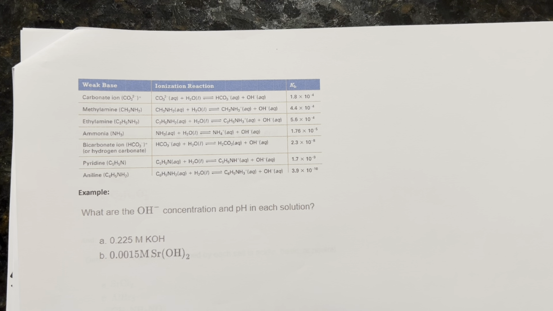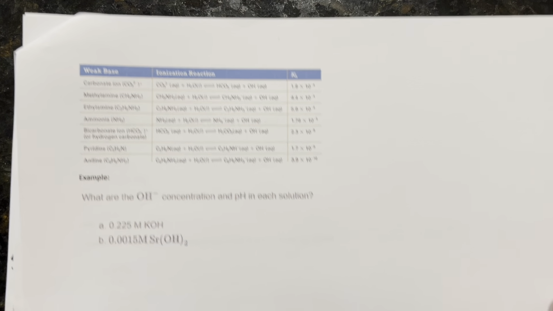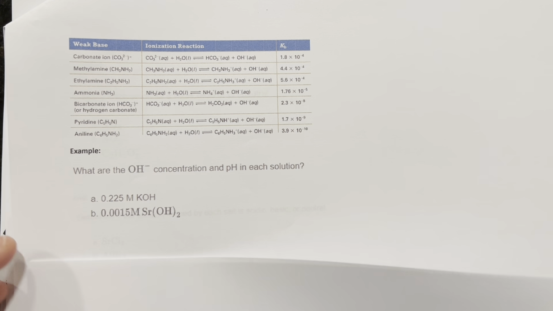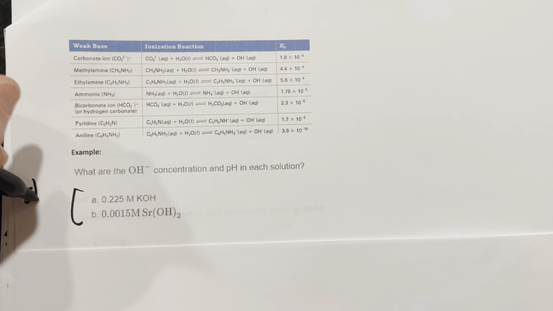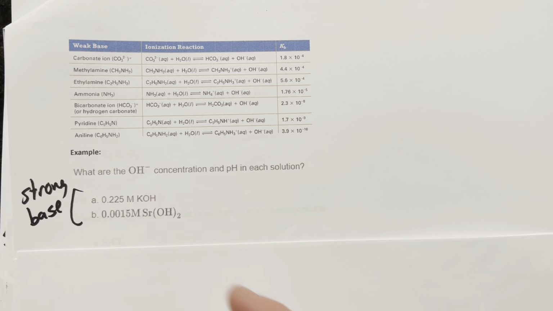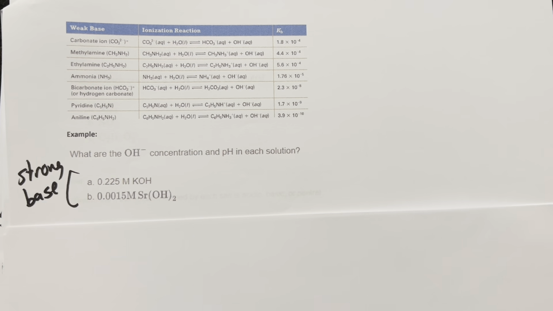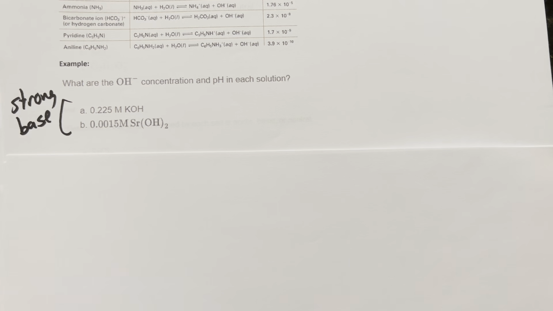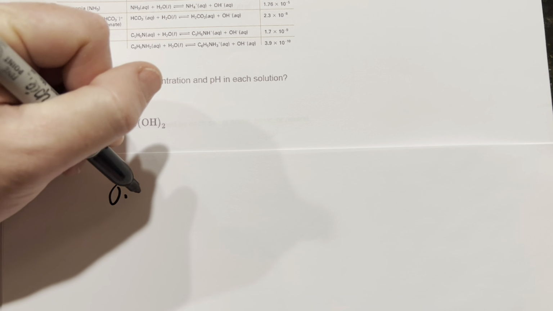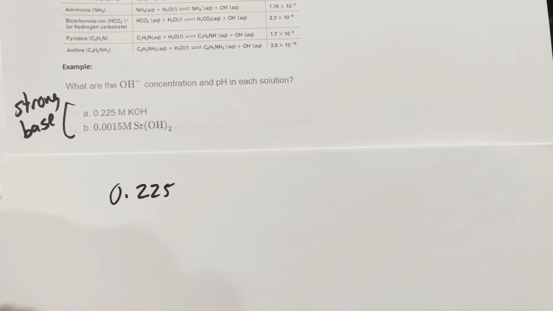All right, so we'll get into it a little more here with some examples instead of talking. So let's start here. What are the concentrations and pH in each solution? Okay, so these happen to be both strong bases. And just like with a strong acid, if you have a strong base, you can solve for the pH right away. You don't need to do a table or anything like that. So for example, here we have 0.225 is our KOH.